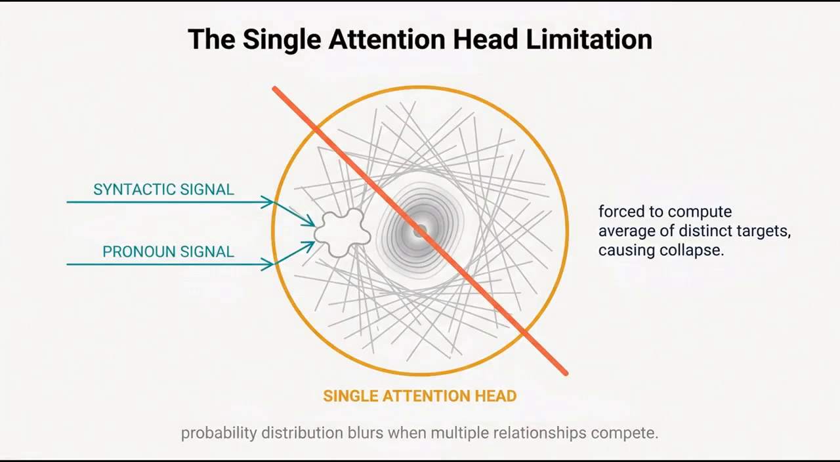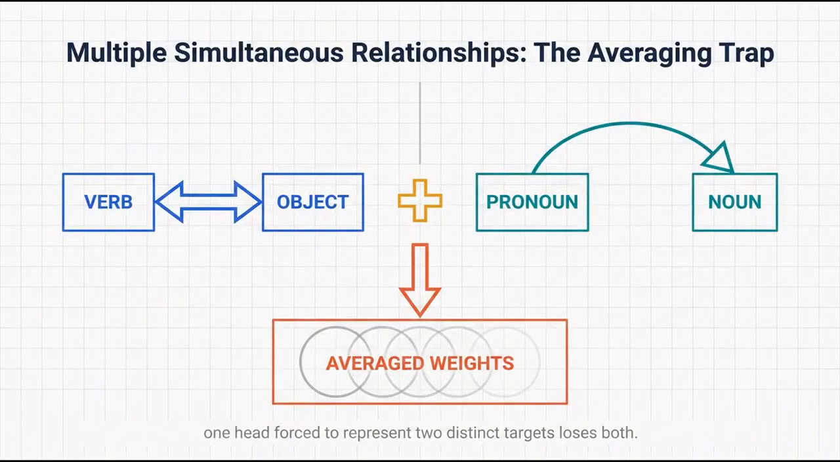Before we can appreciate why we need multiple attention heads, we must look at the severe limitations of using just one. A single attention head works by calculating a set of attention weights. For each word in a sentence, the head assigns a probability distribution over all the other words, representing their relative importance. A word can have multiple relationships at the same time. If a single head tries to focus on both grammatical structure and pronoun resolution, it is forced to compute an average of these two distinct targets.